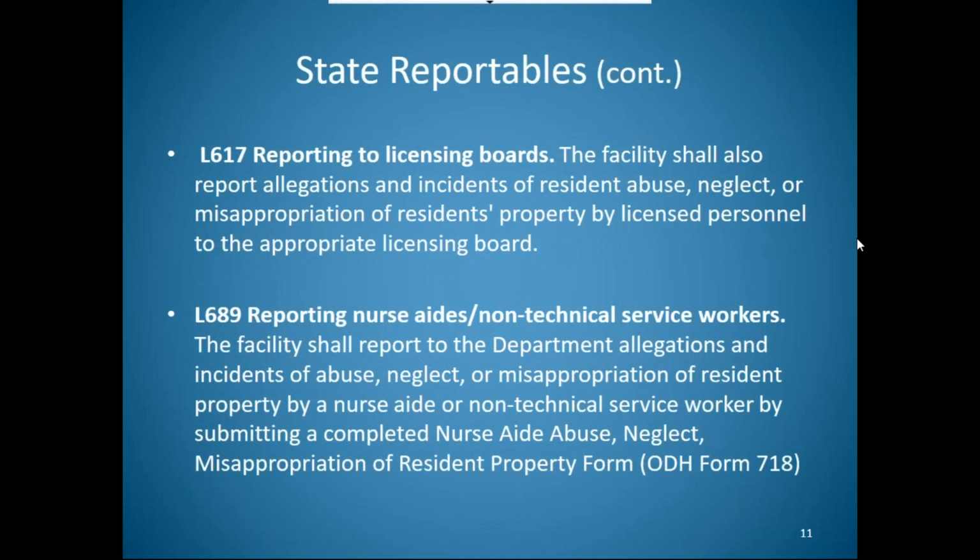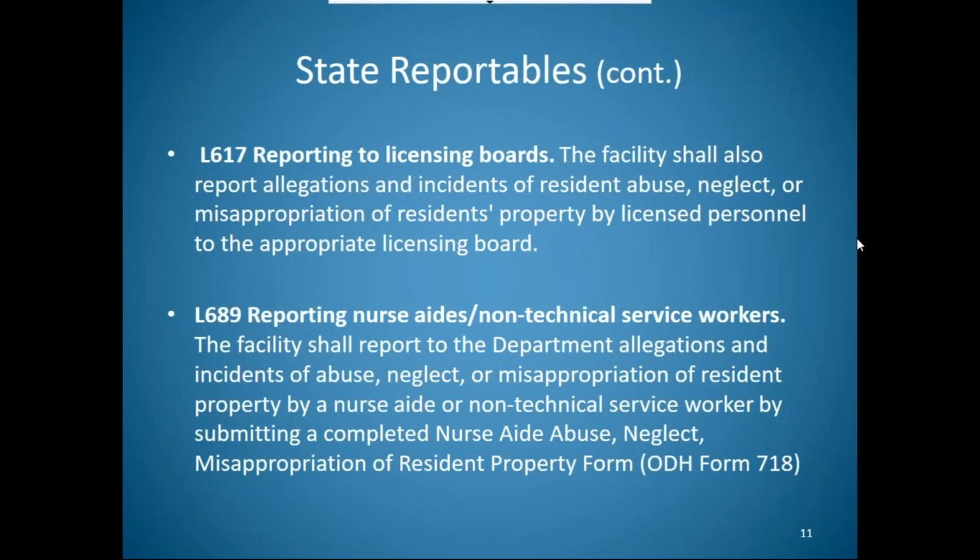617 talks about reporting to licensing boards. If you're having incidents or allegations of abuse, neglect, or misappropriation by your licensed personnel, we're talking LPNs, RNs here, or your physicians even, then you need to report to their boards. So for an LPN or an RN, you would report to the Oklahoma Board of Nursing.